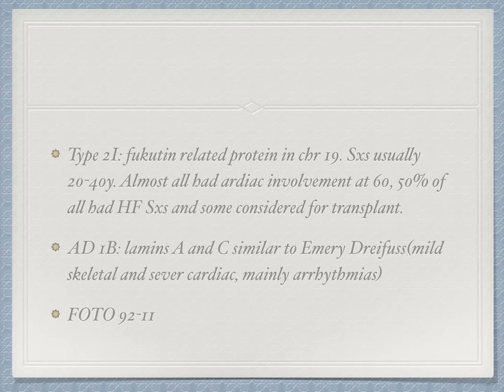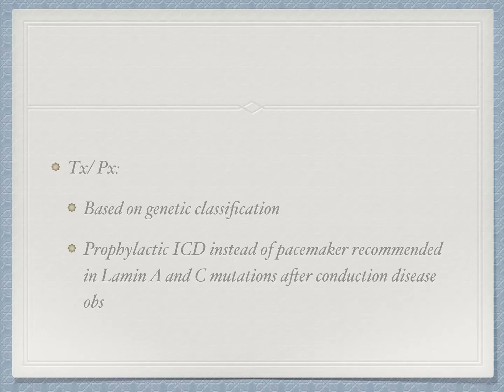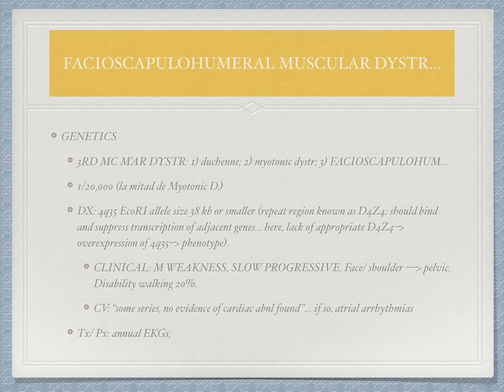Type 2I is related to the fukutin protein on chromosome 19, and autosomal dominant 1B is associated with lamins A and C. So this reminds us of Emery-Dreifuss, which had mild skeletal manifestation and severe cardiac conduction abnormalities with arrhythmias, with ICD prophylactically. Here we can see the dilation and also the moderate systolic dysfunction.